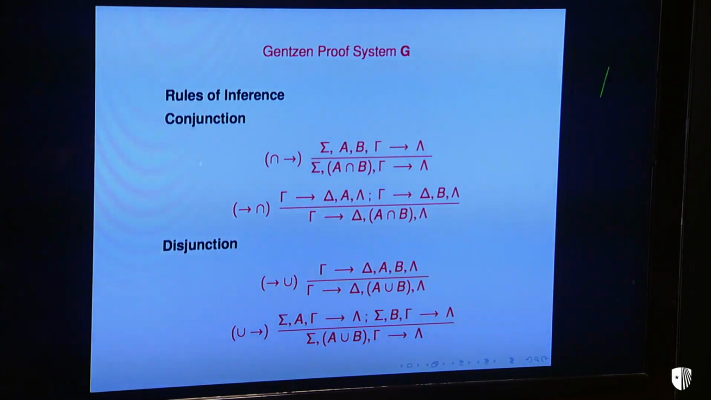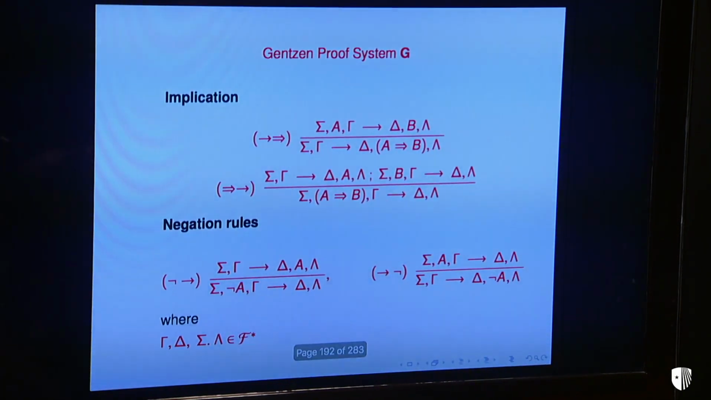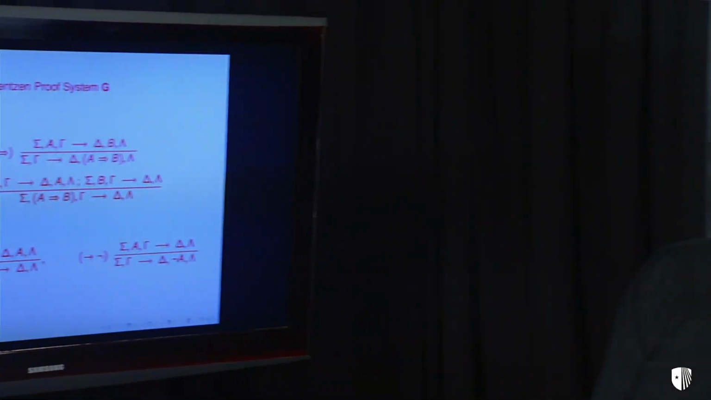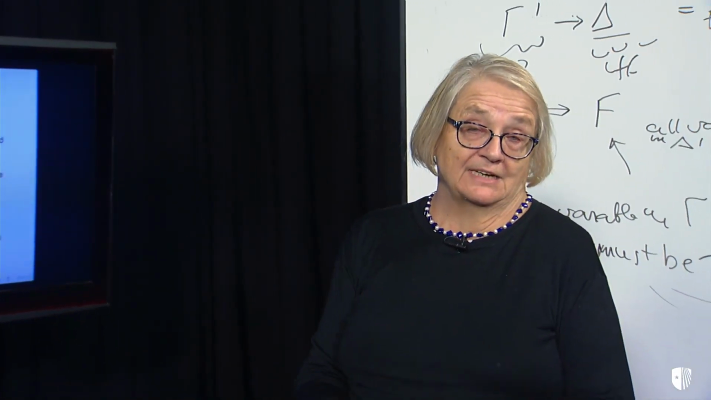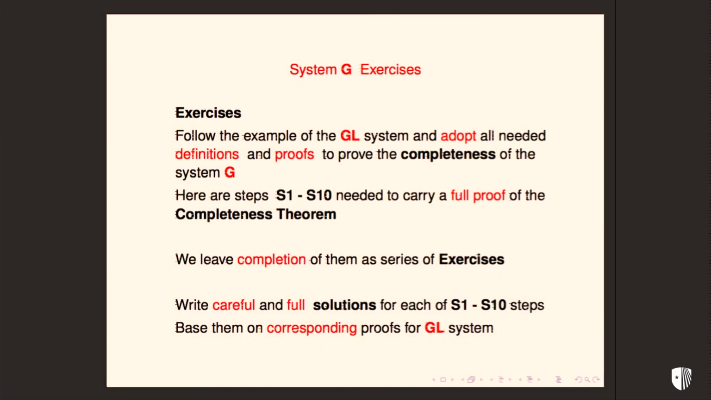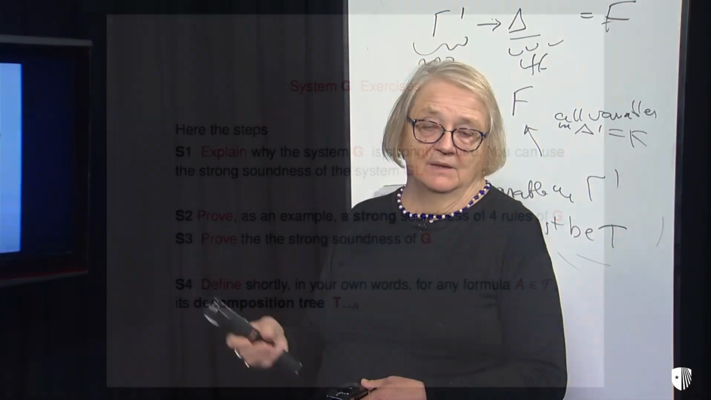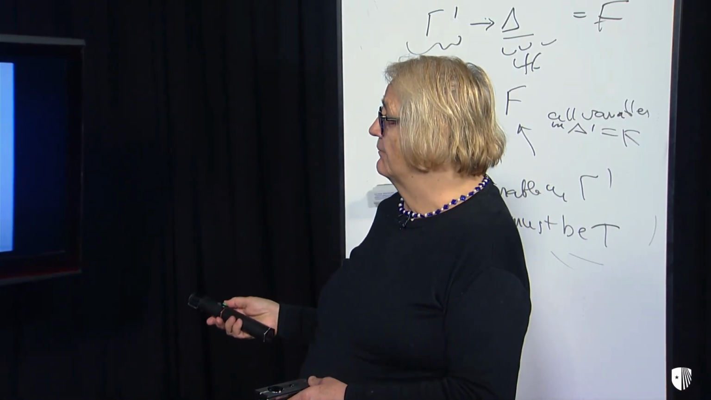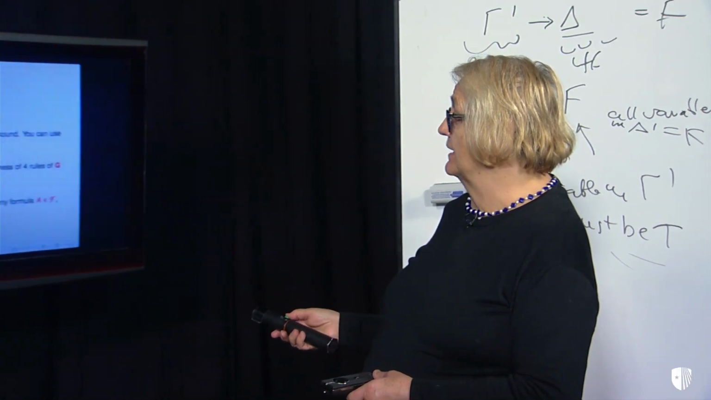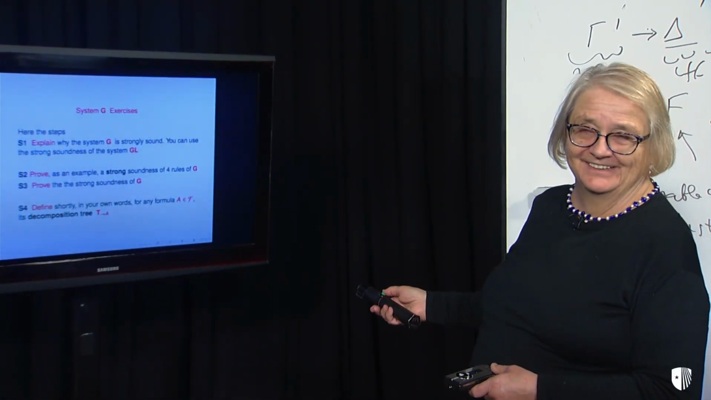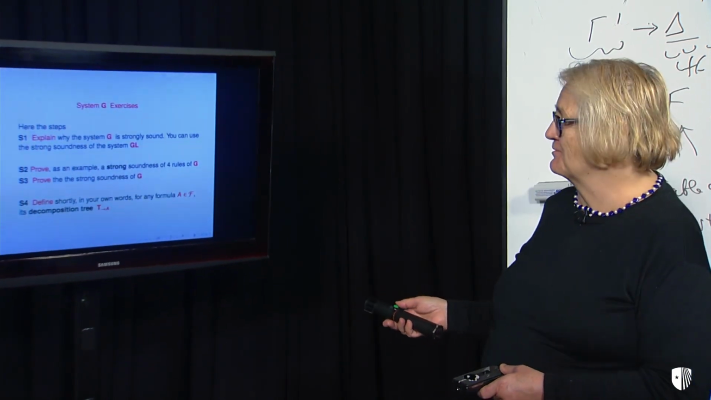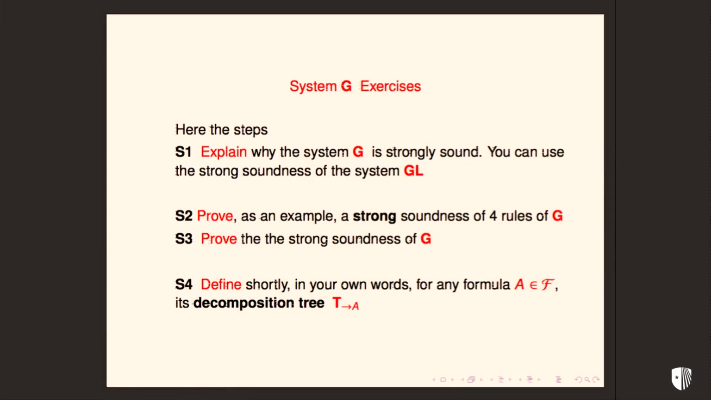And usually in the books, that's what you get as a Gentzen system. You just do whatever you want, so you have just a little bit more decomposition tree. And then the same, explain why it's strongly sound. The fact that we had these primes there didn't change any proof of that. Prove, as an example, soundness of four rules. You can use the same rules I showed you. And so the strong soundness of G, defining the decomposition tree.